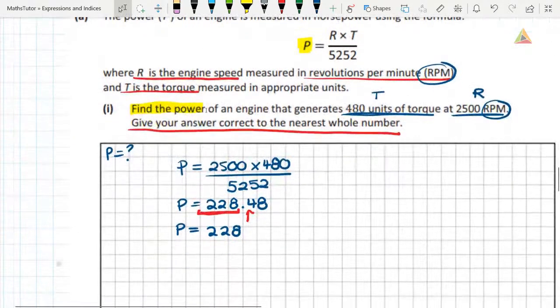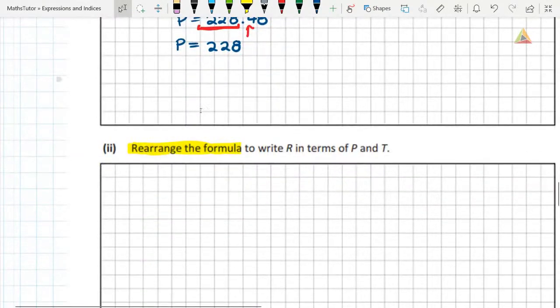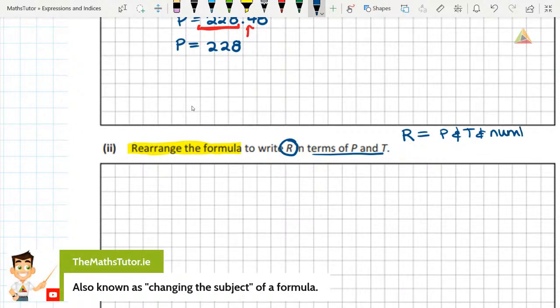The second part of that question that we're going to look at says rearrange the formula to write R in terms of P and T. When we want to rearrange a formula, we have to make sure that we're reading the question carefully. So I've highlighted again, it's asking me to rearrange the formula to write R in terms of P and T. When it says R in terms of P and T, it means that I want R equal to, and on the other side, we can have P and T and numbers, but no R.